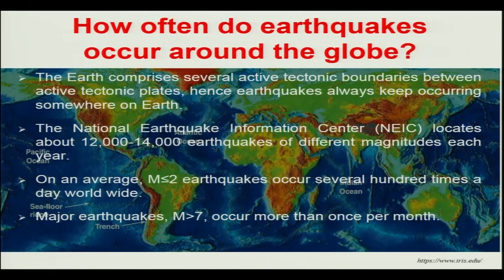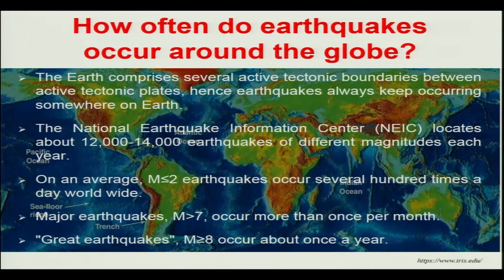Further, major earthquakes with magnitude greater than 7 occur more than once per month. So, this planet is not quiet, it keeps on triggering earthquakes. And the great earthquakes, which have magnitudes greater than or equal to 8, occur once a year around the globe.